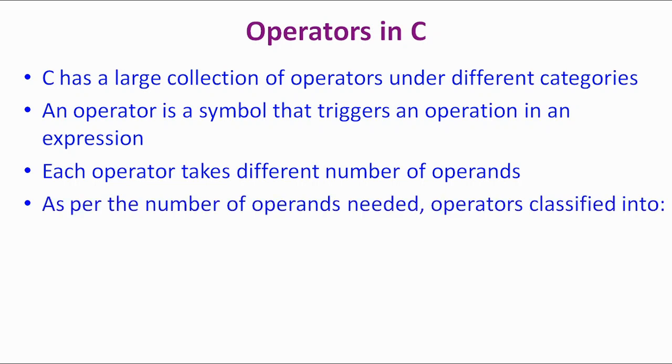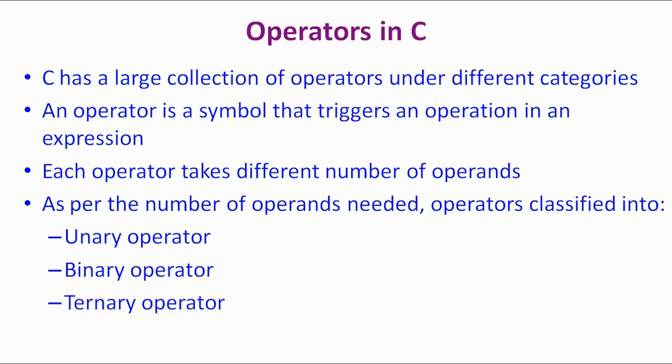Based on the number of operands taken, operators are classified into the following types. Unary operators that take a single operand, binary operators that require two operands, and ternary operators that operate on multiple operands. All the three categories of operators are available in C.